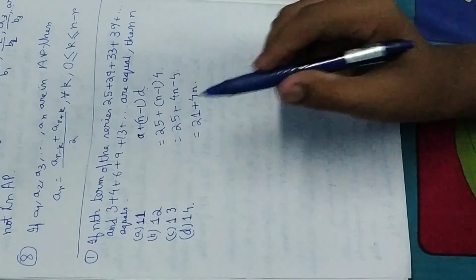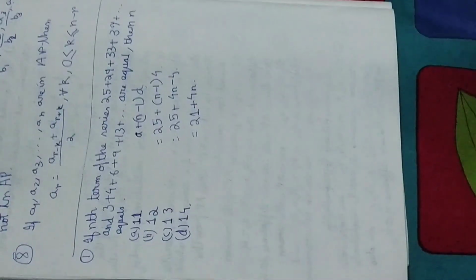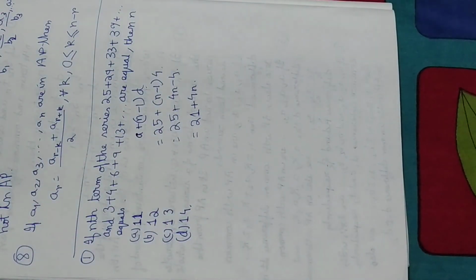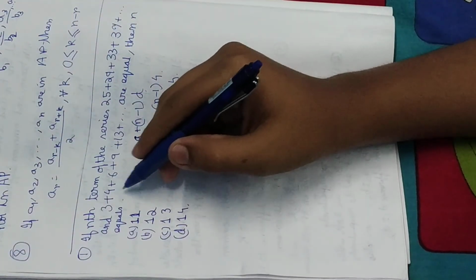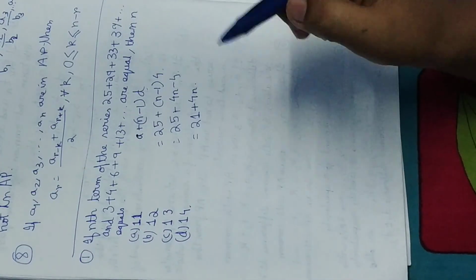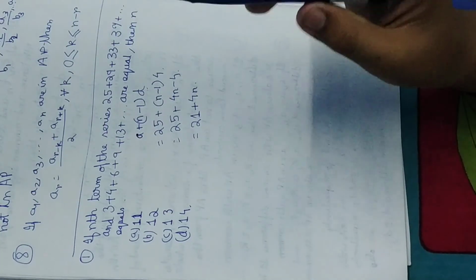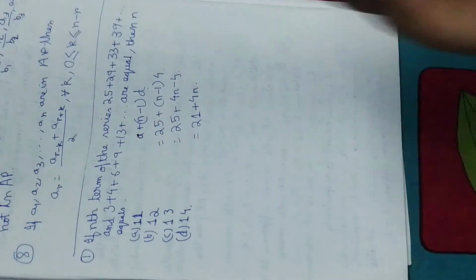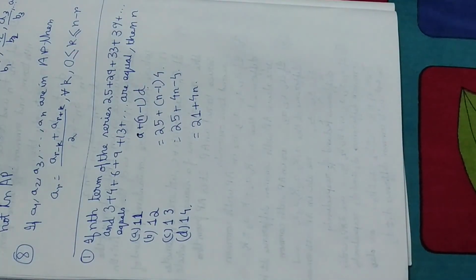Now the next series. The next series is not in AP. First there is a difference of 1, then 2, then 3, then 4, and it goes on. AP is a series with the same common difference. Hence this is not an AP. But then how to find the nth term?